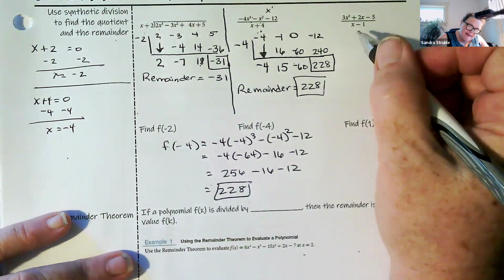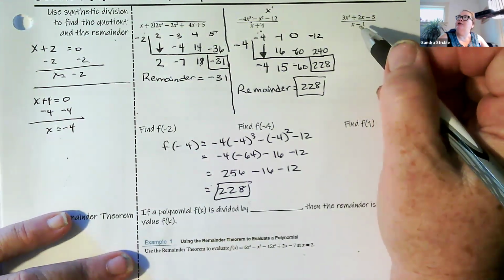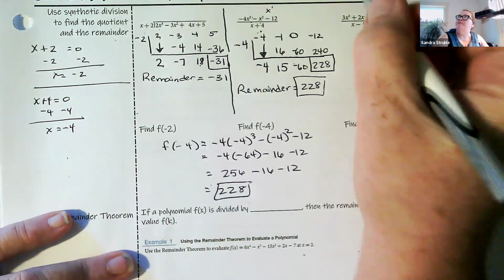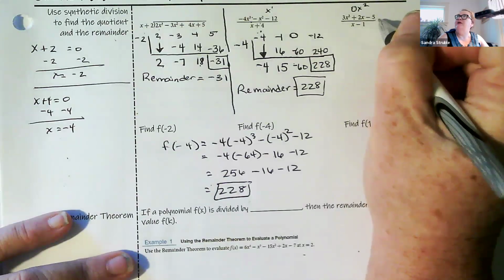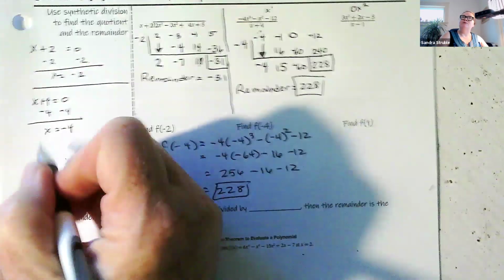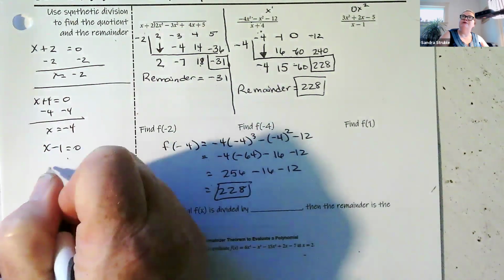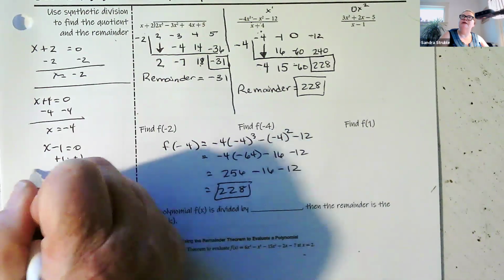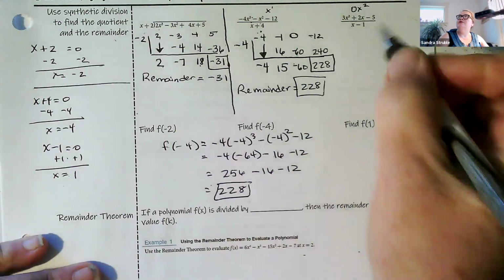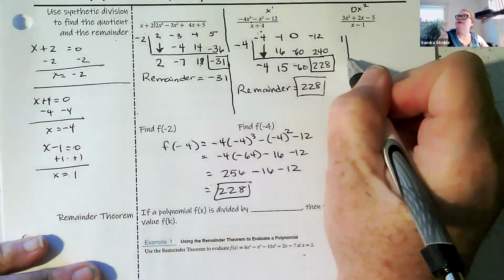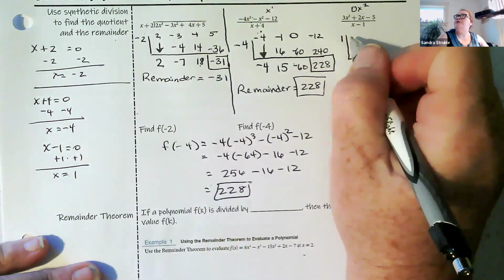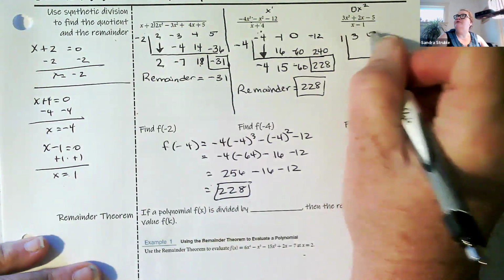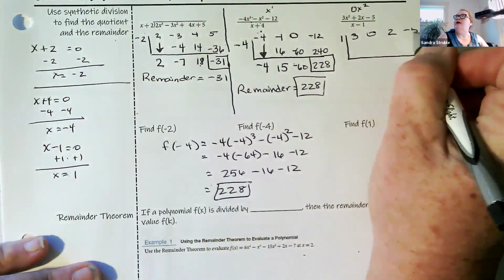All right, last one. We've got 3x cubed. Oh, we're missing the square. So we've got a 0x squared and then plus 2x minus 5. First, we need to take our x minus 1, set it equal to 0 and solve, add 1 to both sides. X is equal to 1. So I'm going to take 1 and synthetic divide it into my polynomial. So 3, 0, 2, and -5.